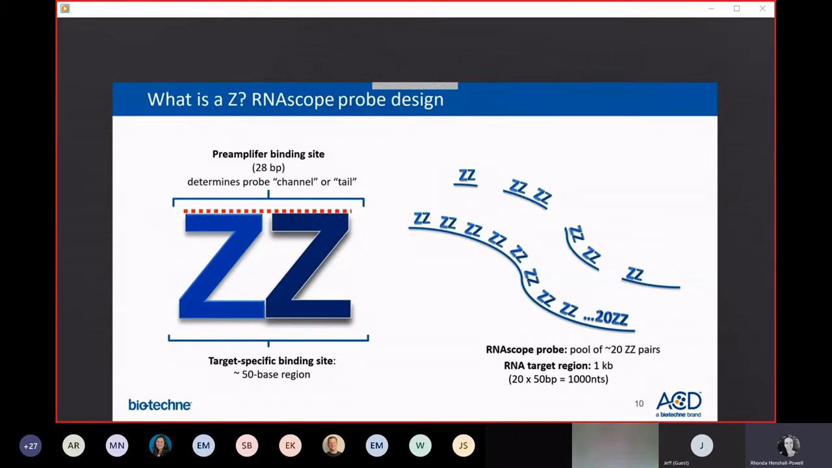I just highlight this because the nomenclature for RNAscope probes gets a little confusing when we start talking about fluorescence because, of course, we talk about fluorescent channels like fluorescein, Cy3, and Cy5. So from here on out, you'll hear me refer to this top portion of the ZZ pair as a tail sequence for HiPlex.